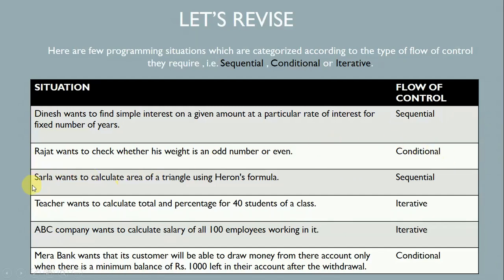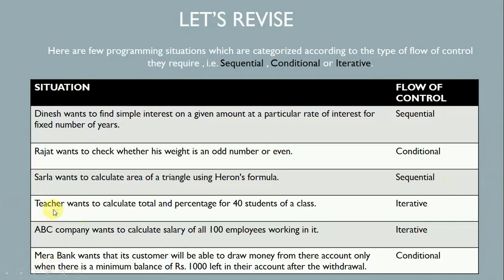Now consider the next situation. Sarla wants to calculate the area of a triangle using Heron's formula. So in this situation, you can see Sarla needs to calculate the area of a triangle. This is a simple calculation. So this is a sequential flow of control.